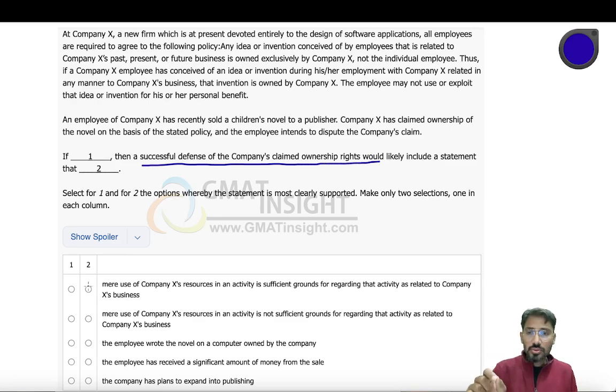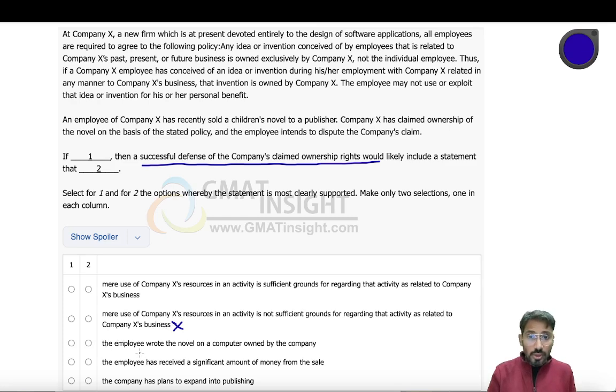Now, let's read through the options. If this happens, then the successful defense should include that. This is how I make the structure of this sentence, wherein I have to fit two of these statements from 1 and 2. If mere use of company X's resources, this and this, is related to company X, the company has plans to expand, company employs a significant amount. No, nothing is fitting keeping this as first. Keeping this as first, if mere use of company X's resources in an activity is not sufficient ground for regarding that activity as related to company X's business, this definitely cannot be part of the answer because this is exactly going against the successful defense of the company's claimed ownership of that novel. So this part is definitely out.